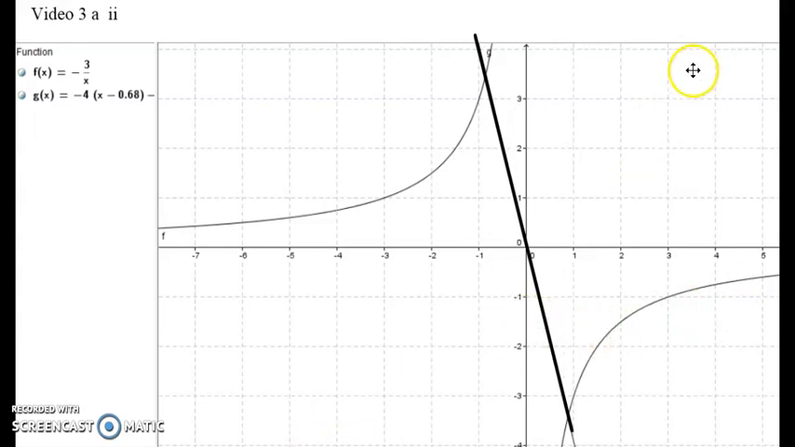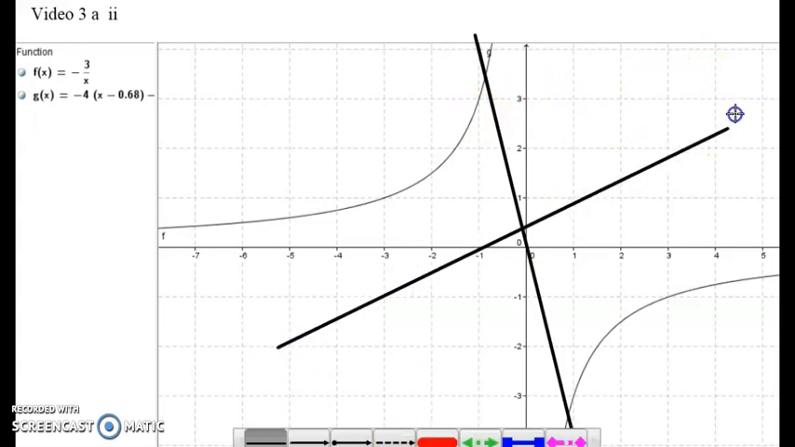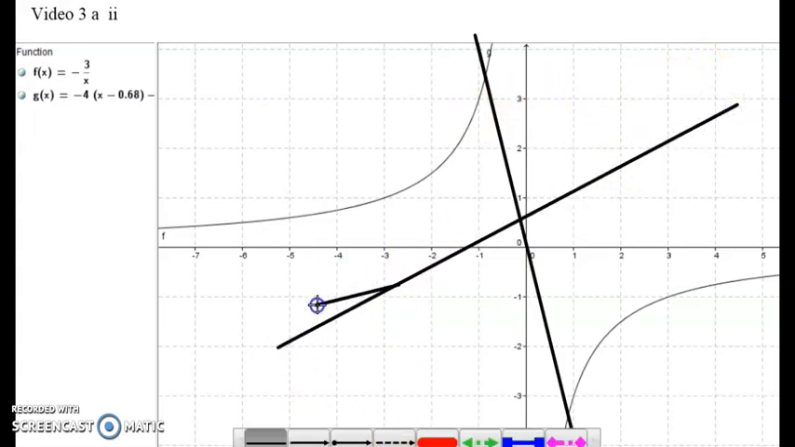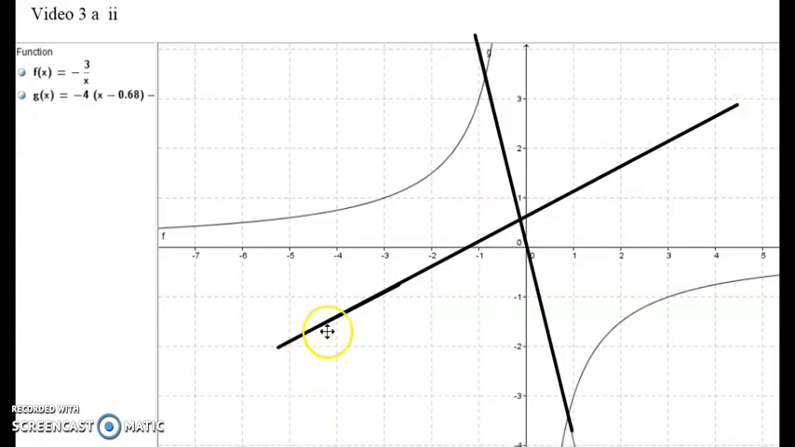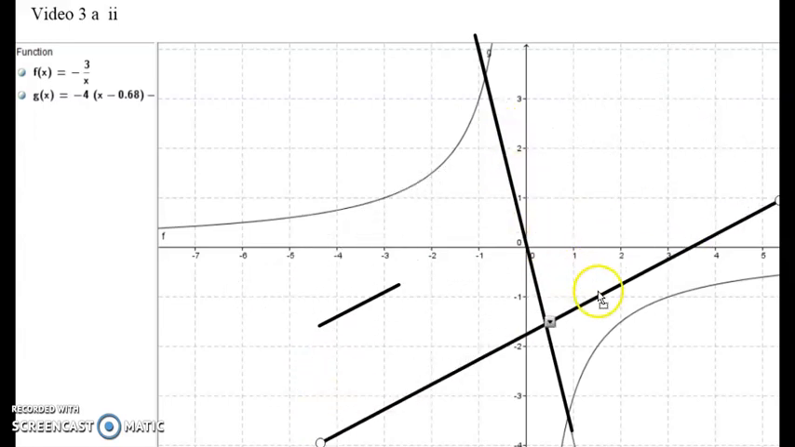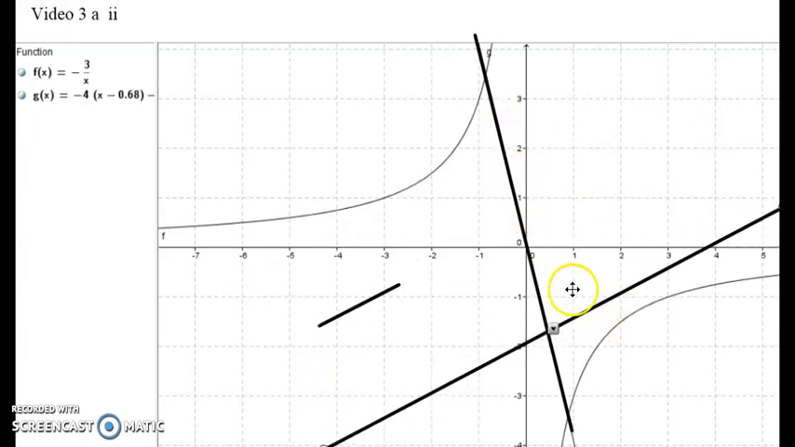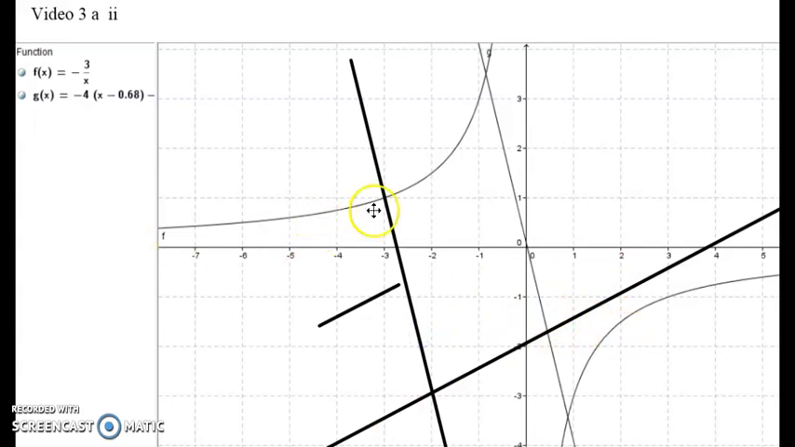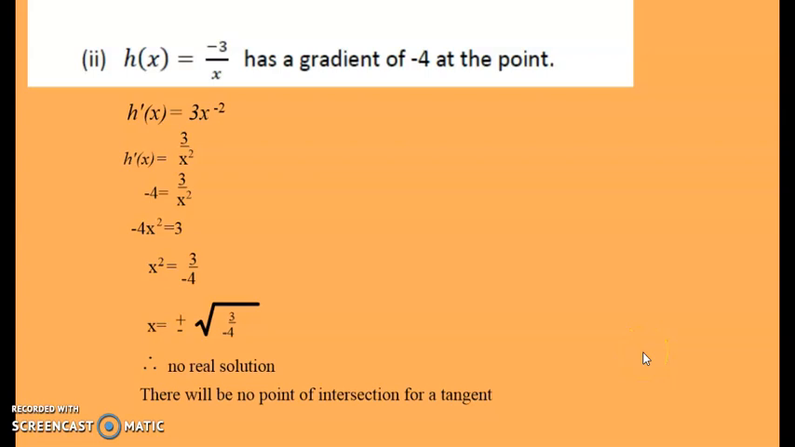If it was in that direction, yes, it would have become a tangent to the curve. I can just quickly show you. If you drag it, it will become a tangent. But here, this line cuts this function. It cuts it. So how do I answer this question with relation to the question that was asked?